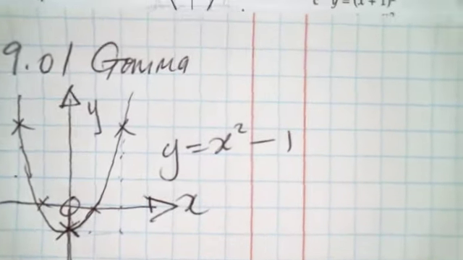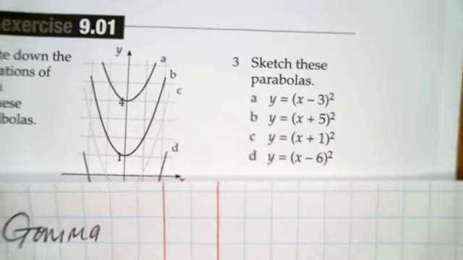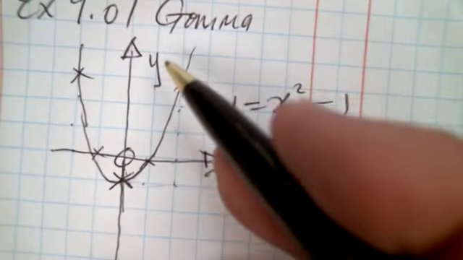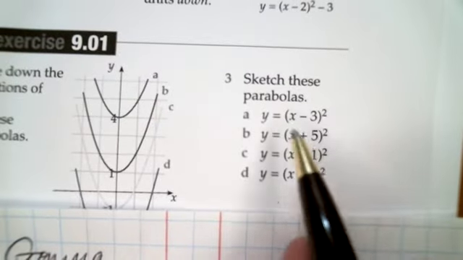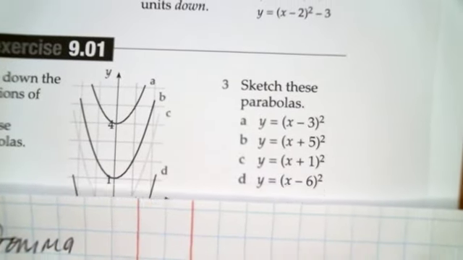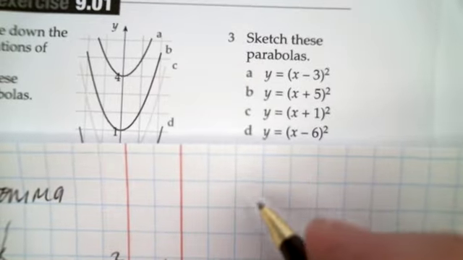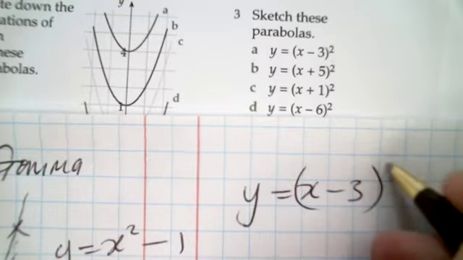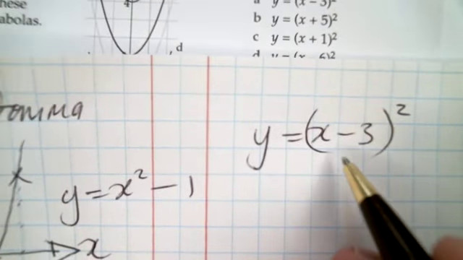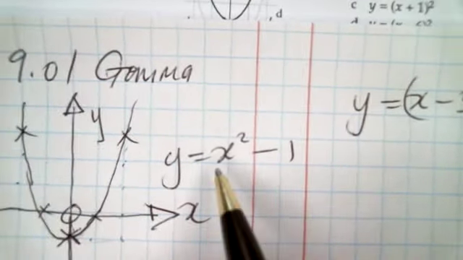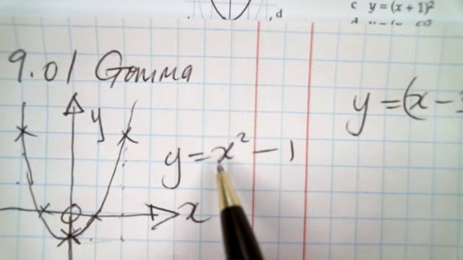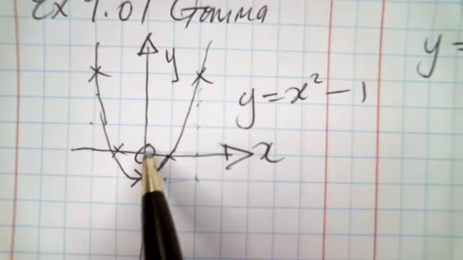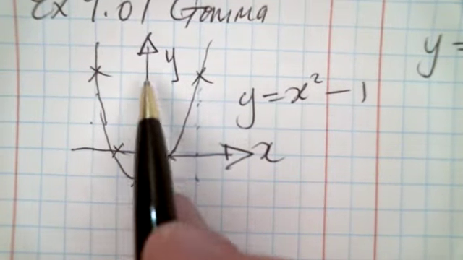So let's have a look at the next lot, though, which look like these ones. Now this time, this gives us horizontal movement. So far, we just had vertical movement, up and down. This gives us horizontal movement, left and right. Now these are counterintuitive, which means that if I've got y is equal to x minus 3 squared, this means we've got a graph exactly the same as what we've got here, except it begins at 3, and that's 3 on the x-axis, not on the y-axis.